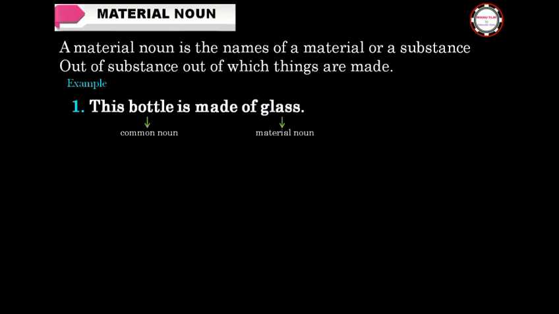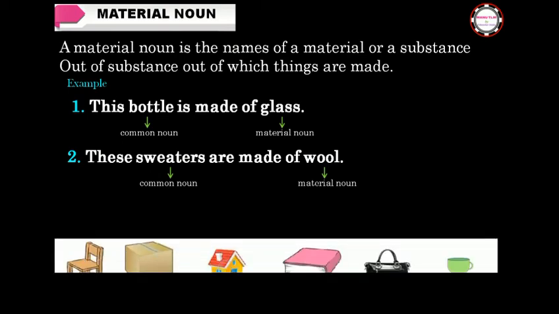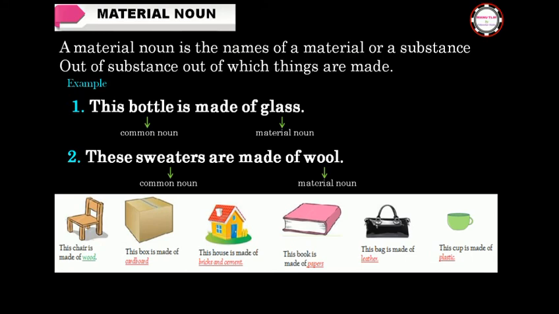Observe one more example. These sweaters are made of wool. Sweaters is a common noun. Sweaters are made with wool. So, the word wool is a material noun. Observe the pictures. This chair is made of wood. Wood is a material noun. Next one. This box is made of cardboard. Cardboard is a material noun. Similarly, the remaining pictures are there. Recap on types of nouns.